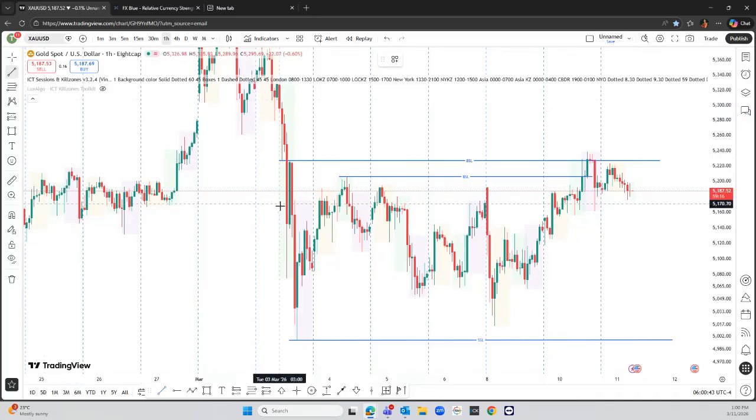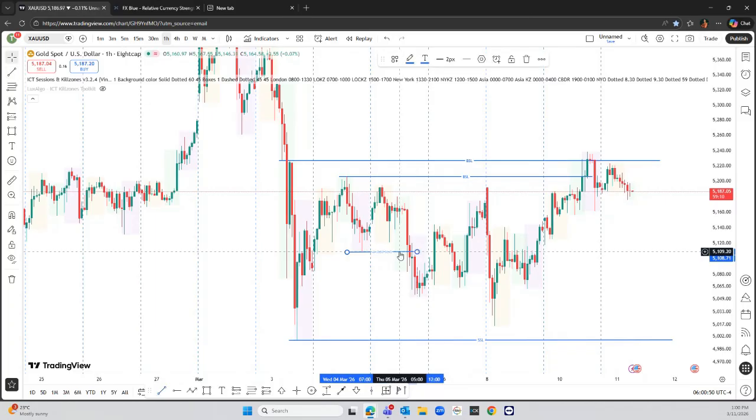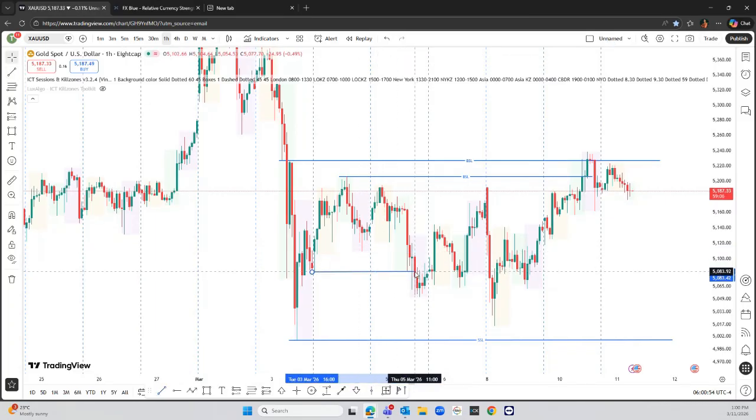And then we have this other one here. This is the low of this particular day, the sell side liquidity. So now look at how the price is moving. We move from this point, we come all the way to this level, and we take out the sell side liquidity. This is the external liquidity.